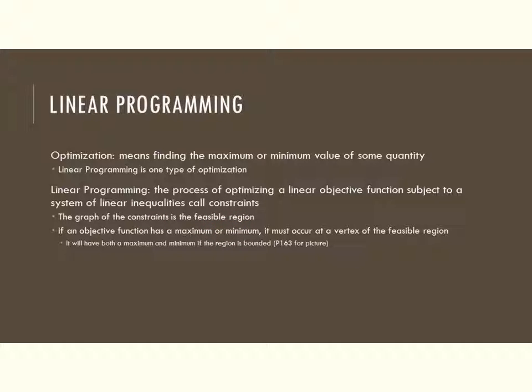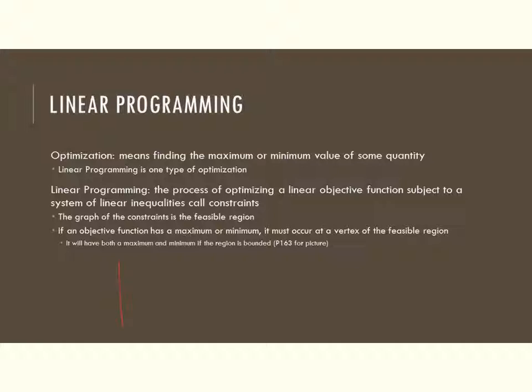So you're going to graph these inequalities and get an overlapping area, because they're inequalities so they have shading, and this is your feasible region. Then you have an objective function, which is based off of what you're talking about, and it's going to have a maximum or minimum, or it could have both, or it could have neither. The maximum or minimum must occur at a vertex of the feasible region. It's going to have both a maximum and a minimum if it's a bounded area.